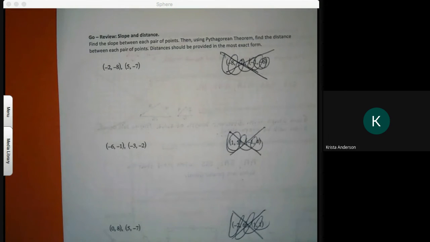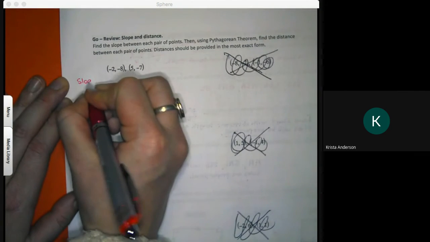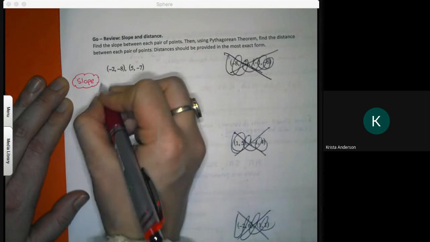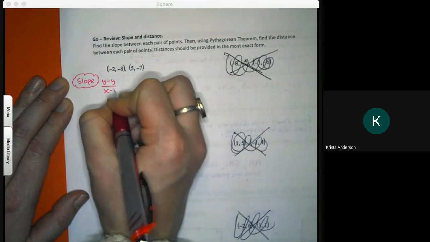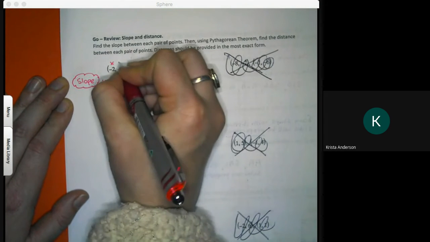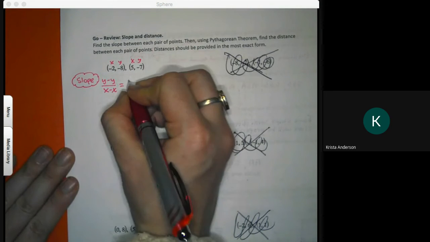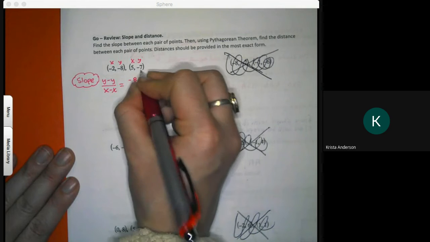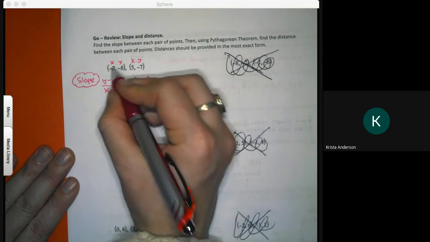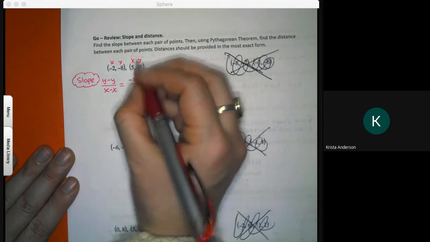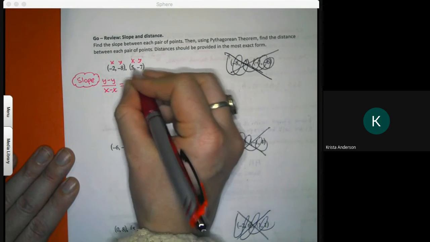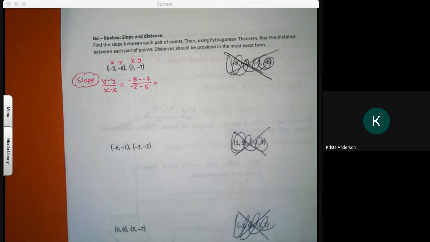For the first one, when it asks for the slope, I will do y minus y over x minus x. You may pick what number you use first. I'm going to use the -8. -8 minus a -7 over -2. I have to use -2 first since I used the -8, minus 5. When I simplify, -8 plus 7 is -1.